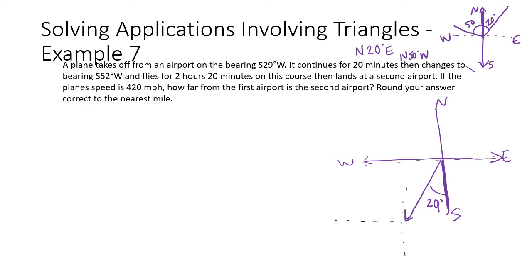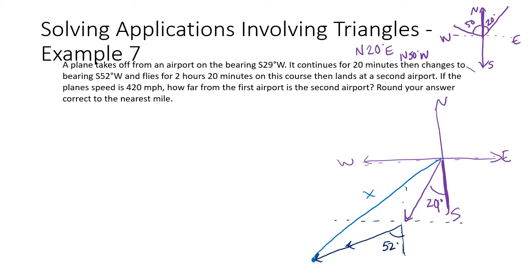So I draw another little bearing here. And at this point, it changed course and it went again south, west, 52 degrees. And it flew for a little bit longer, and then it landed at an airport. And this wants us to know how far away those two airports are.